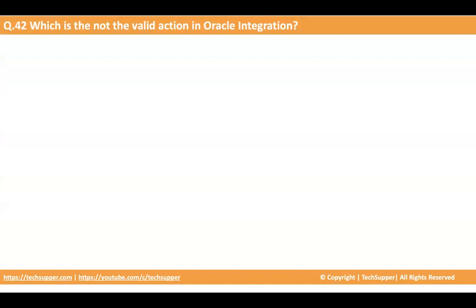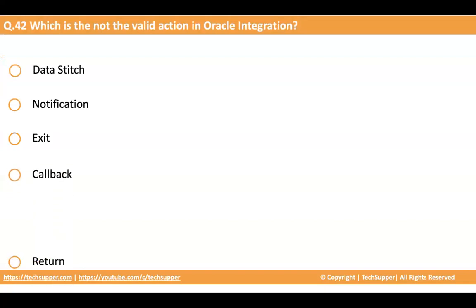The next question is, which is not the valid action in Oracle integration? So when you build your integration, you use various inbuilt actions. So let's look at the list of the actions as the options: data stitch, notification, exit, callback, and return. So I hope you have used all those actions, but which is not the correct action in Oracle integration and which does not exist? If you don't know, you can go into Oracle integration canvas and see the list of actions available. If you have seen this, then you will know the correct answer. But the correct answer is exit.